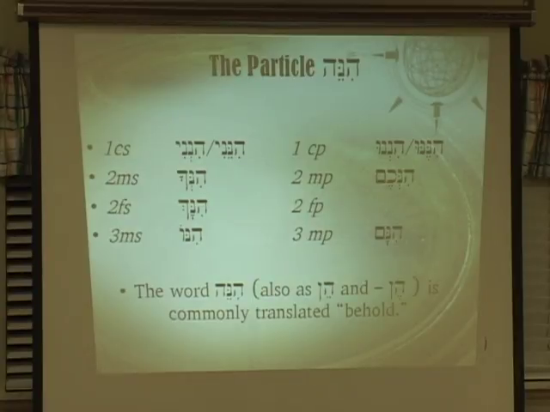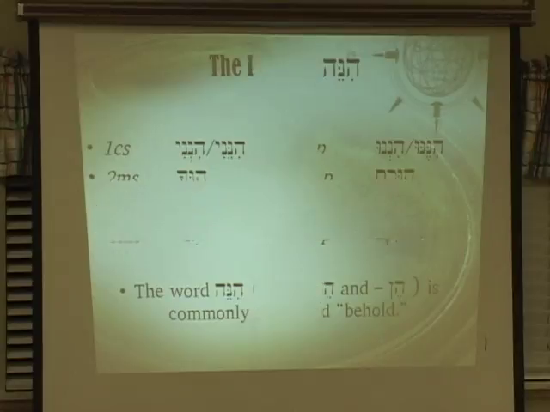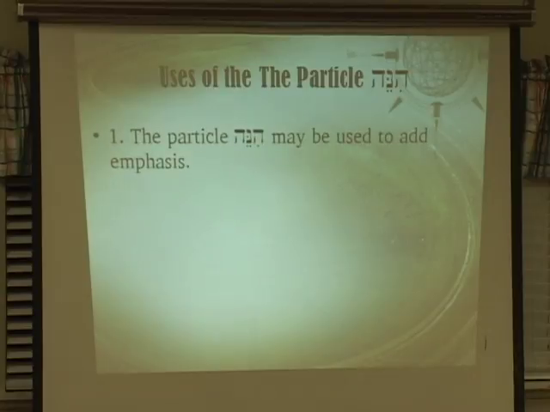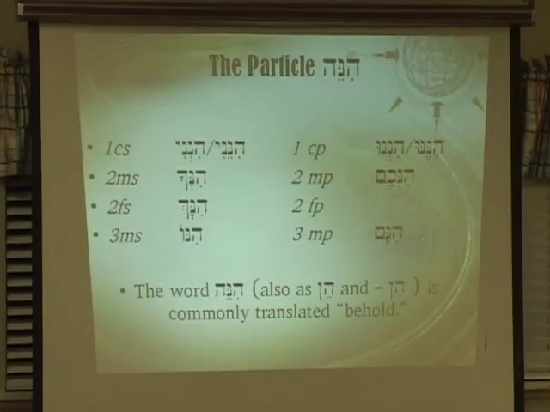The word hine, commonly translated behold or look, is basically a statement that points your attention, immediate attention to some direction. Okay, what are the uses of the particle hine in the text? Yes, I have a question on the last slide. It just says first common singular and plural, second... there's no feminine plural? Yes, there's not one in existence with that particular particle.